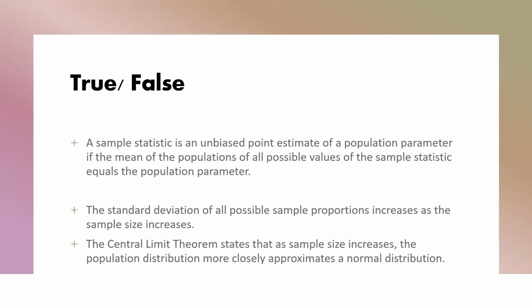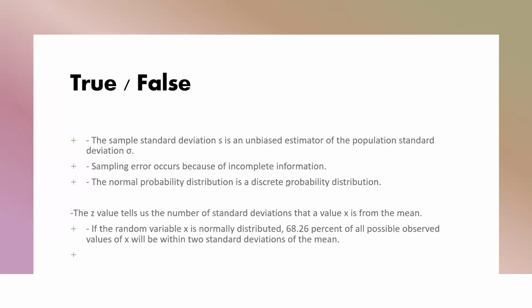Second part: the standard deviation of all possible sample proportions increases as the sample size increases. This part is false. Why? If we increase the sample size, the standard deviation should decrease. The central limit theorem states that as sample size increases, the distribution more closely approximates a normal distribution. If you remember, by increasing the sample size, the data would be closer to the normal distribution.